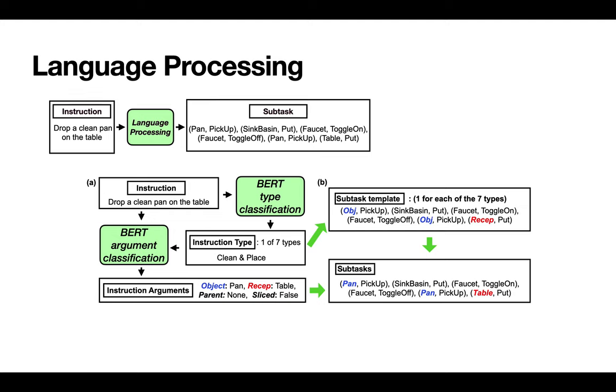These are produced given both a high-level instruction and the classified output from the BERT classification. We match the classified type to a hand-designed template, which is unique to each of the 7 types, and we additionally fill in the arguments predicted from the second BERT module to obtain the sequence of subtasks.